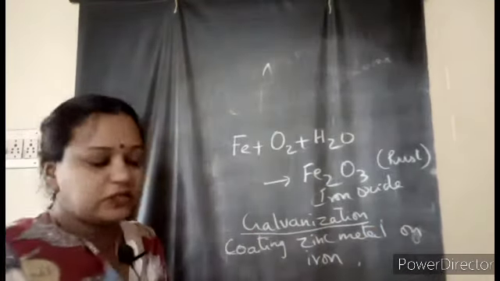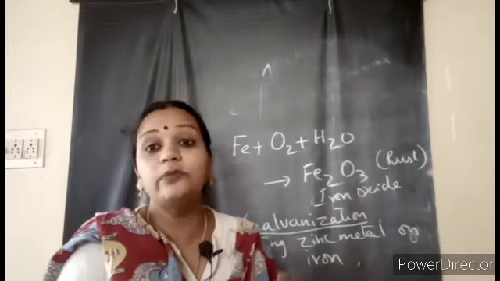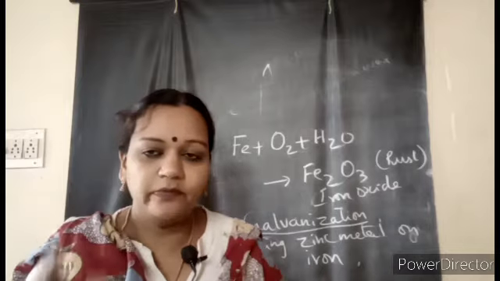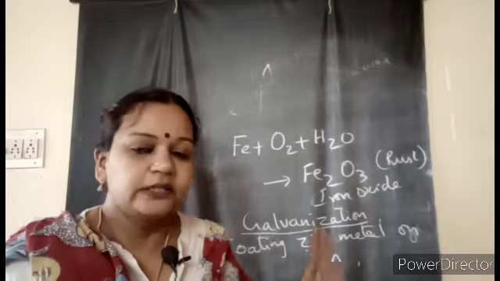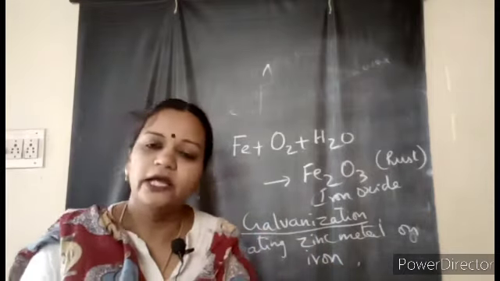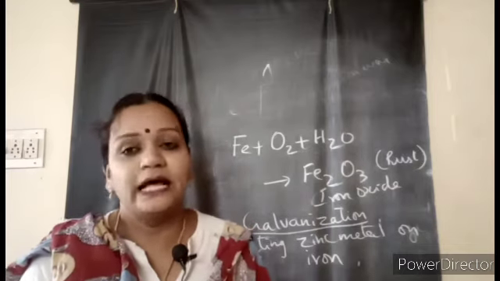So why galvanization? What they will do in that, they will coat zinc on the iron, and zinc will not react, see the reactivity. Zinc will not react, and it will prevent the iron from getting eroded. So this is one of the methods. Like painting is a normal method, you all know that. Even galvanization is also one of the processes by which we can prevent rusting.